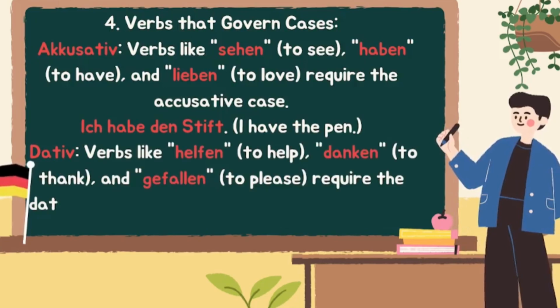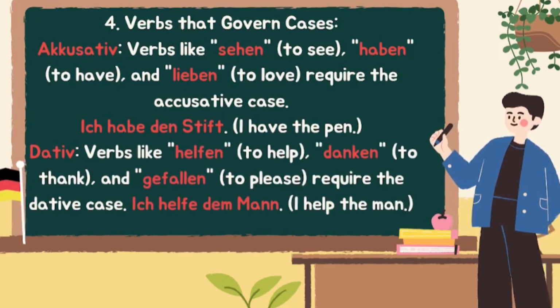In case of accusative, verbs like sehen, to see, haben, to have, and lieben, to love, require accusative case. For example, "Ich habe den Stift." I have the pen. Den Stift here is accusative case. In dative, verbs like helfen, to help, danken, to thank, and gefallen, to please somebody or to like, require dative case. For example, "Ich helfe dem Mann." I help the man. Here, dem Mann is a dative case.